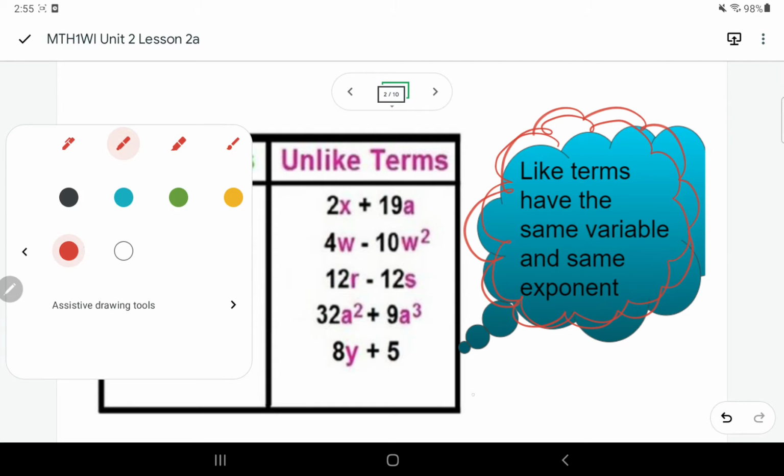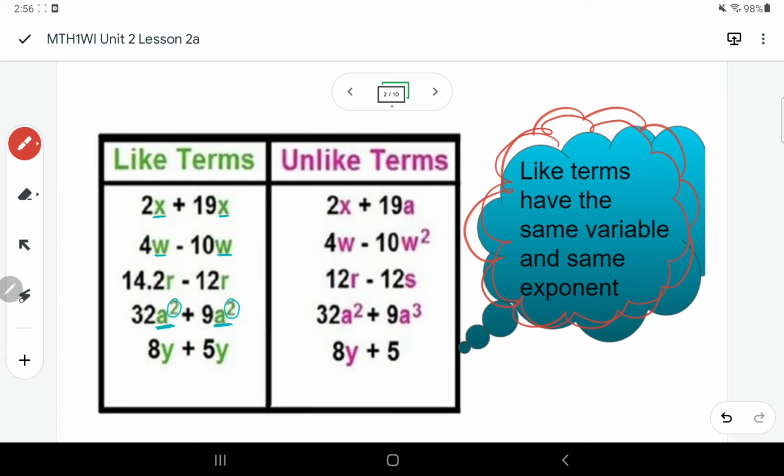Now let's take a look at some in the other side of the chart that are not the same variable and exponent. So they are not like terms. For instance, here, 2x and 19a. Those are different variables. X's and a's, not the same thing. The next one looks like it might be like terms because I see a w and a w. But remember that like terms also have to have the same exponent. So this one is not the same because one's squared and one is not.